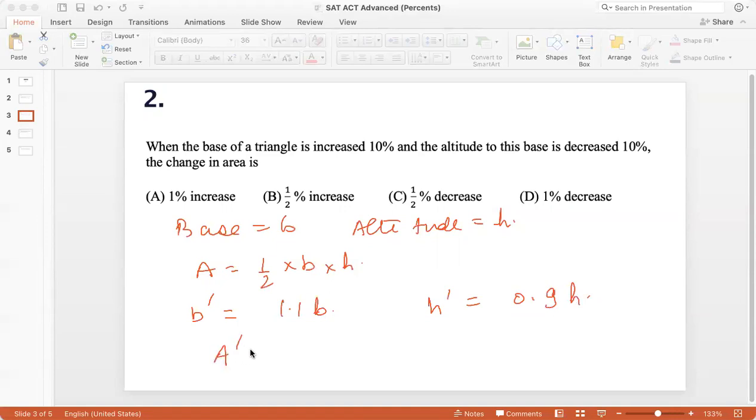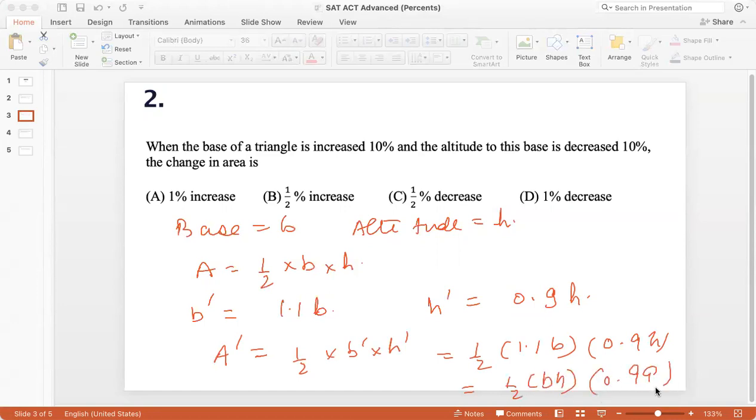So the new area will be half b dash into h dash, which is half 1.1b times 0.9h, which is half bh times 0.99. So my area was half bh and now it is half bh times 0.99. So you can see that this is a decrease of 1%. So the answer is option D.